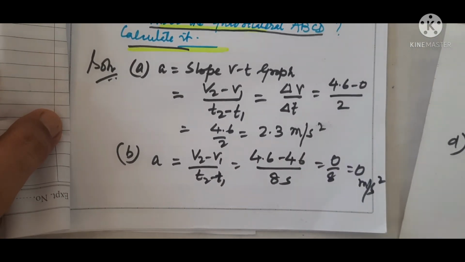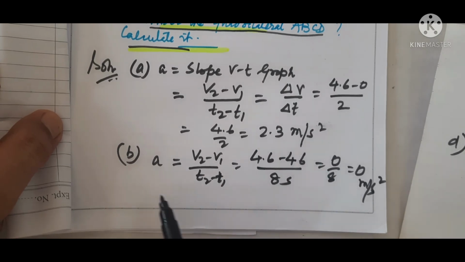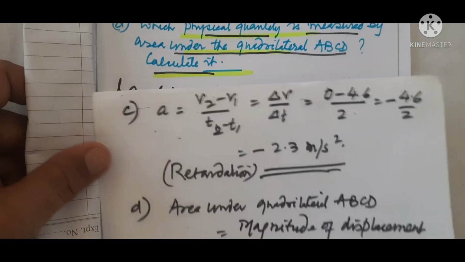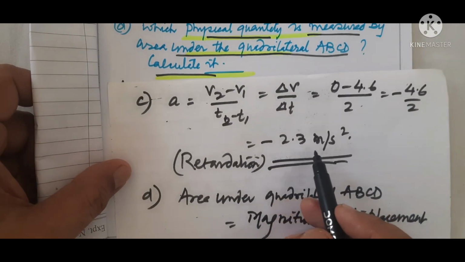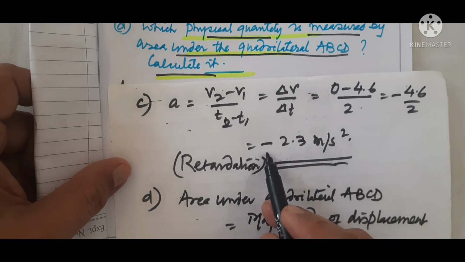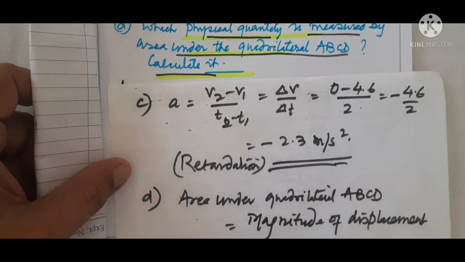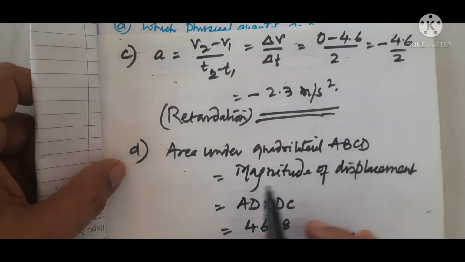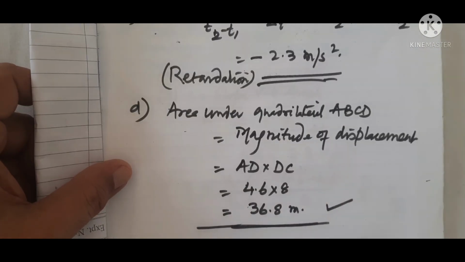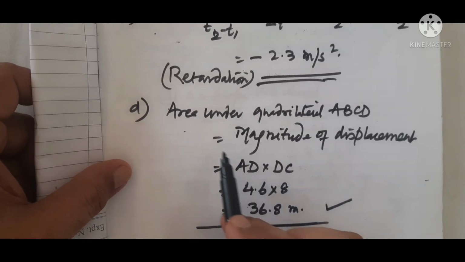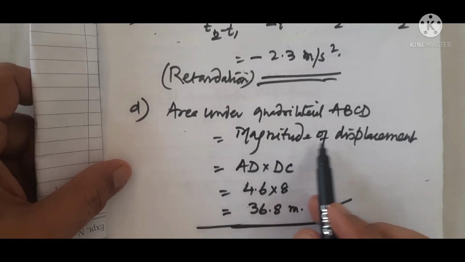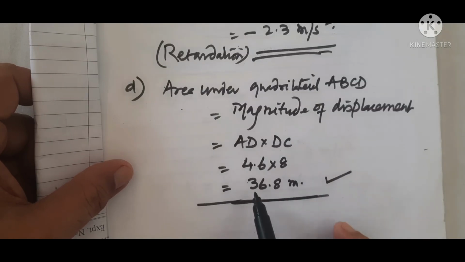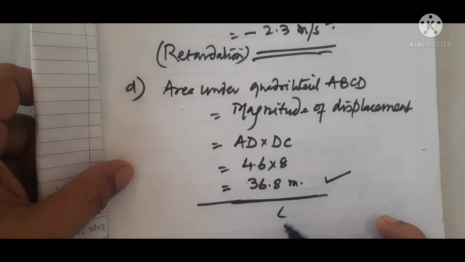So the answer of A is 2.3 meter per second square. The answer of B is 0 meter per second square. And the answer of C is minus 2.3 meter per second square. The negative sign indicates retardation, or negative acceleration. And the area under the graph, the quadrilateral ABCD, is called the magnitude of the displacement. That is AD into DC, that is 36.8 meter. That is your answer.